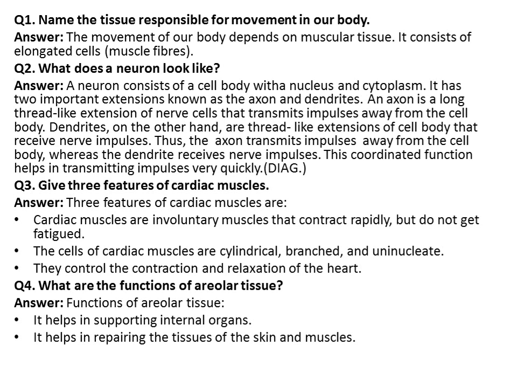Remember, you should never forget to draw the diagram. I have written diagram because I have already shown you the diagram of the neuron earlier. Give three features of cardiac muscles. The cardiac muscles are involuntary, cylindrical, branched and uninucleate, and they control the rhythmic contraction and relaxation of the heart, and they never get fatigued also.